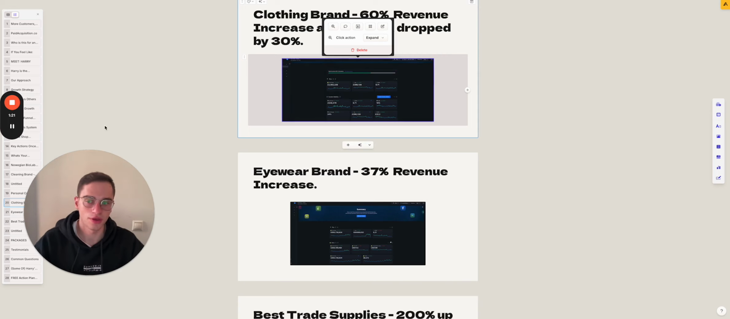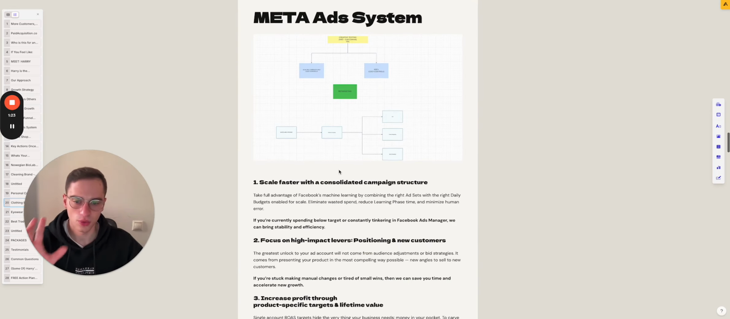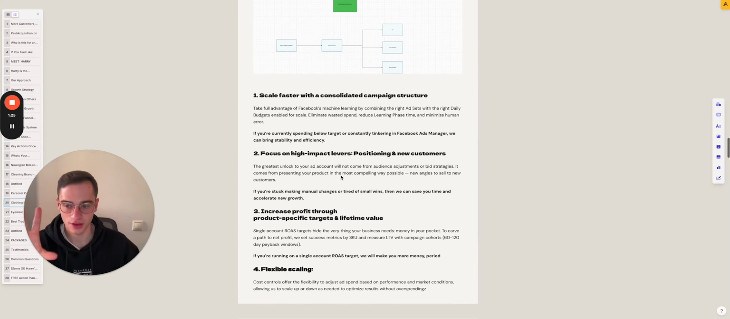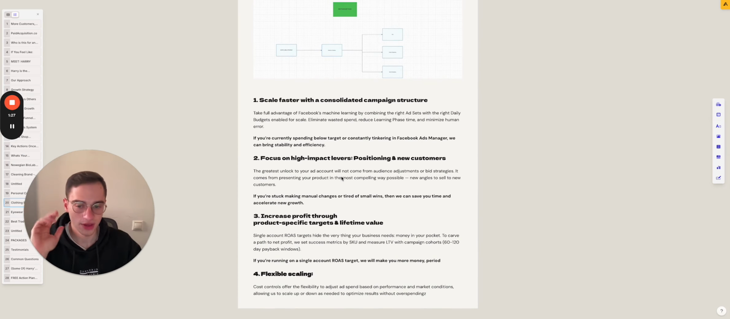Now, one of the most important things that you need to focus on first is having very specific targets on your products. It depends on whether you have a multiple product business, but if you have one very specific product, that might be a bit easier. You need to go on a SKU level, see what your profitability rate is, see what your targets are, so we can have a very clear financial outcome from the account itself.